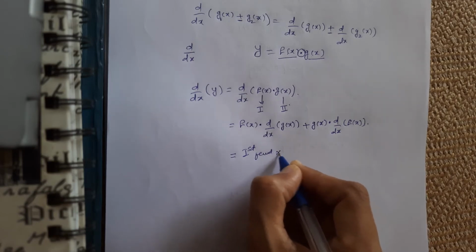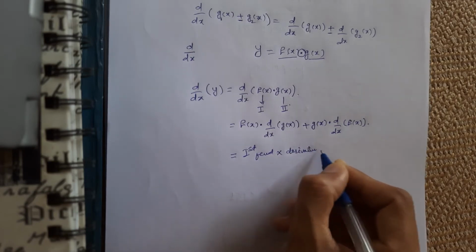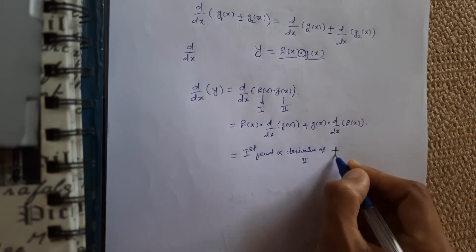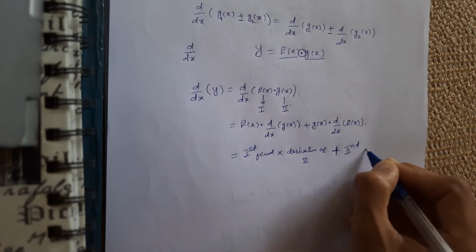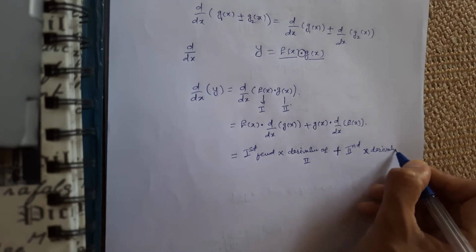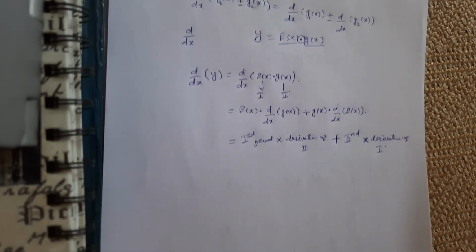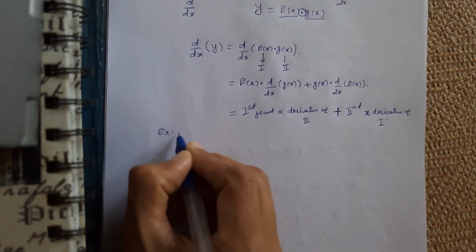Or you can write this as: first function multiplied by derivative of second, plus sign, second function multiplied by derivative of first. So this is called the product rule. Some examples I am solving here.